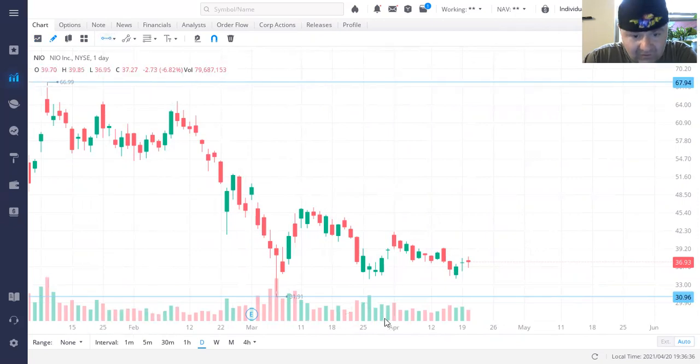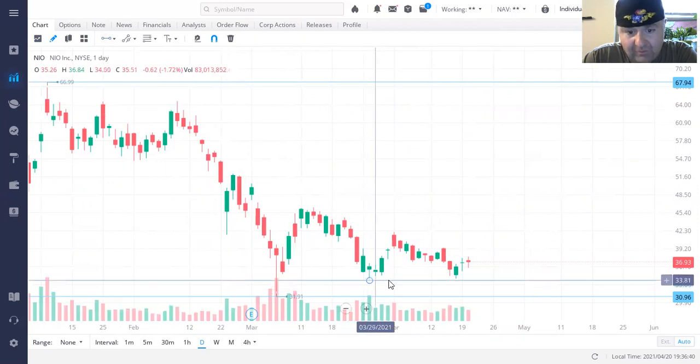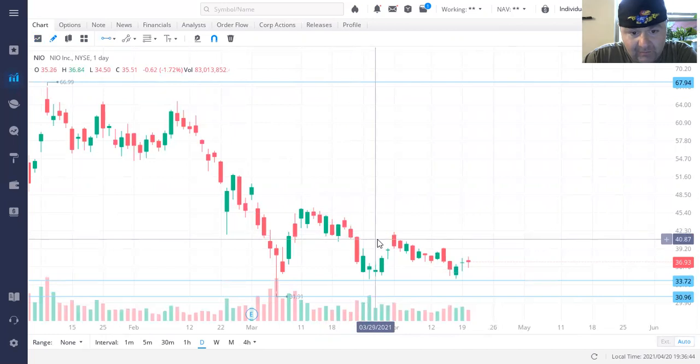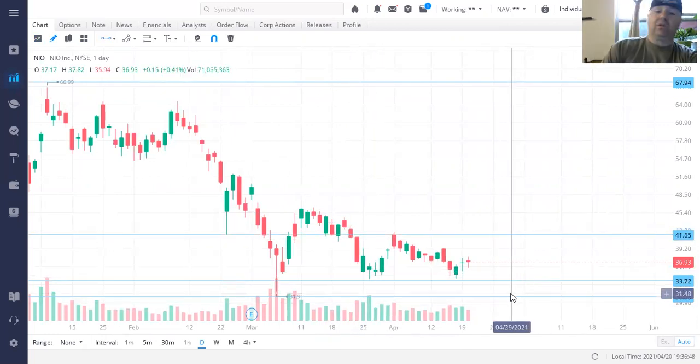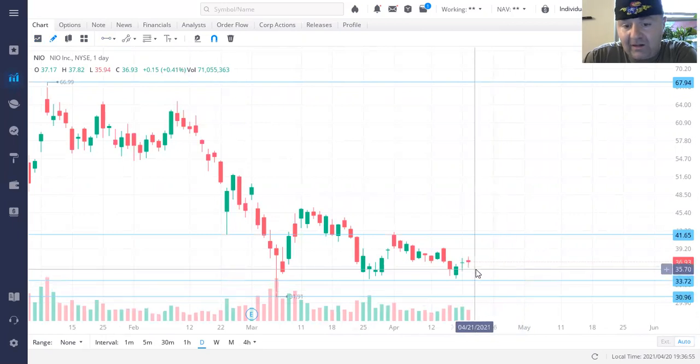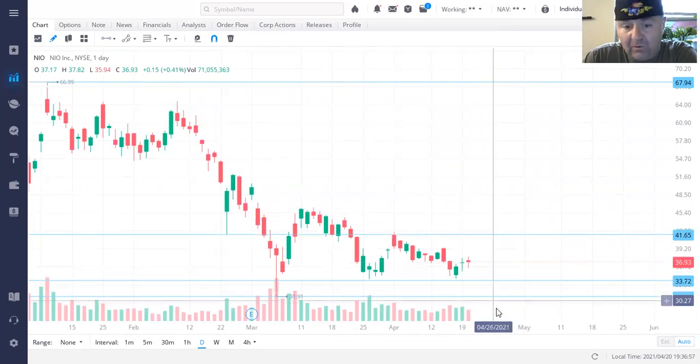I'm going to put a horizontal trend line, and it looks like we're hitting some support right around here. So let's put a line there, and then let's put one more in the top level where it's hit some resistance a couple times. So we're at 36.93. What I see this doing is we got 2 ways it's going to go. It's either going to go up or go down.